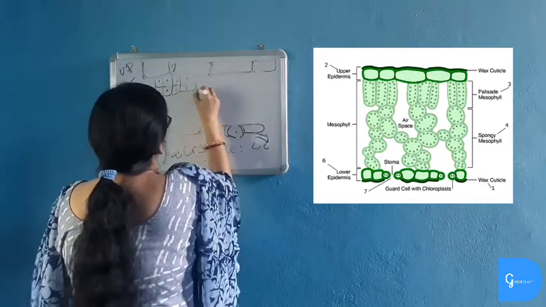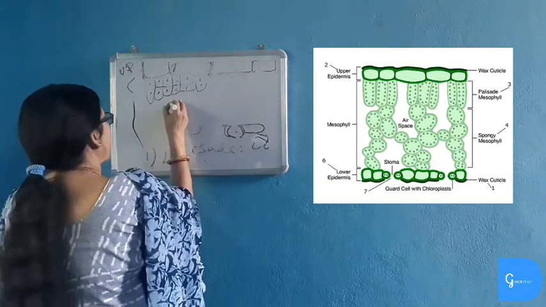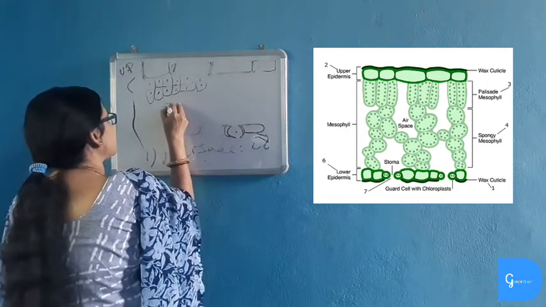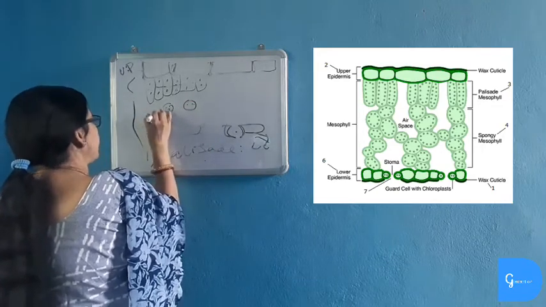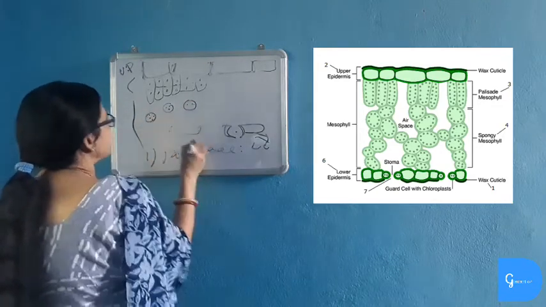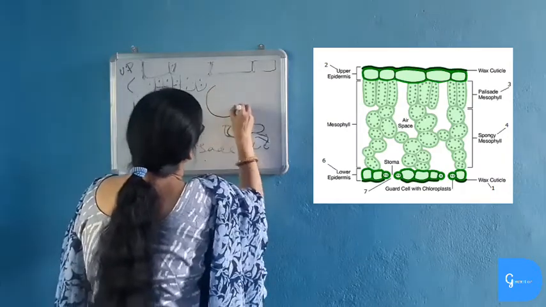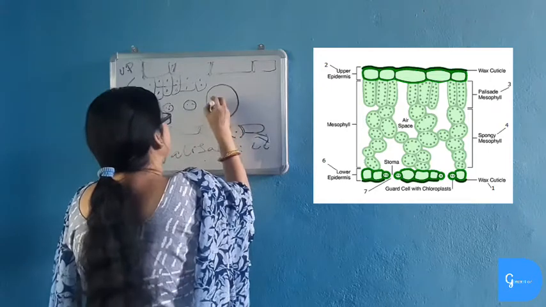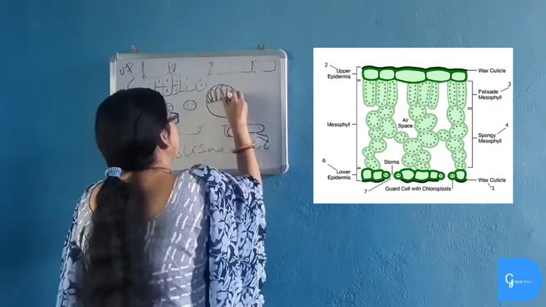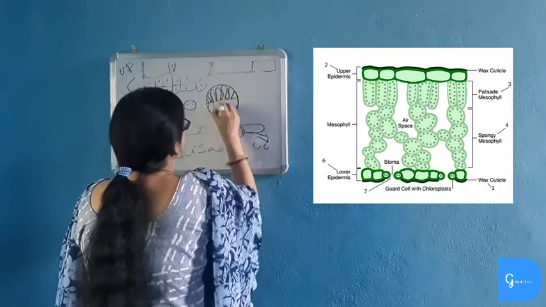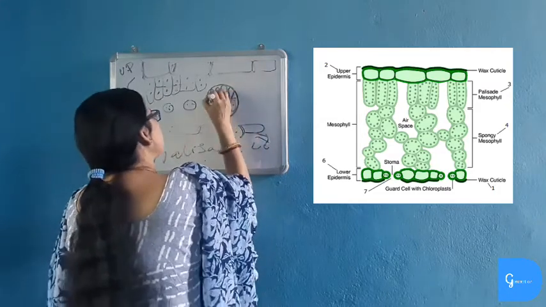Below the palisade parenchyma are present spongy parenchyma. Spongy parenchyma have oval or spherical cells and are irregularly arranged. There are intercellular spaces between the cells. Along the veins of the leaf, we find the vascular bundles. A vascular bundle consists of xylem and phloem, which help in transportation of water and food in plants. These are vascular bundles.